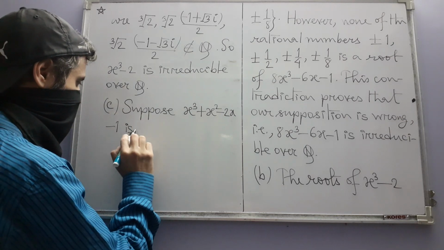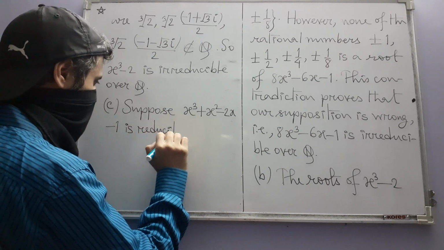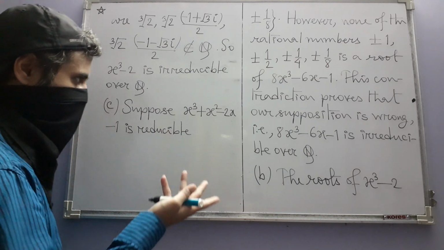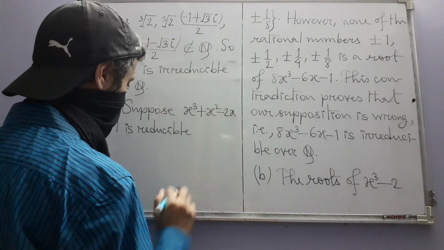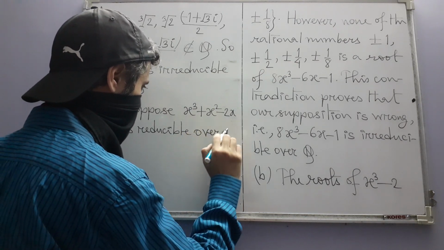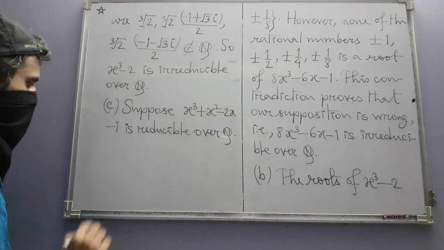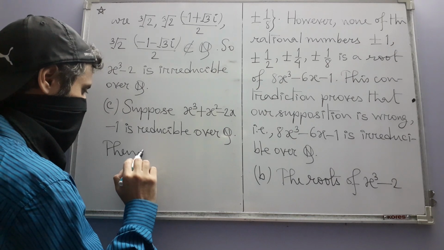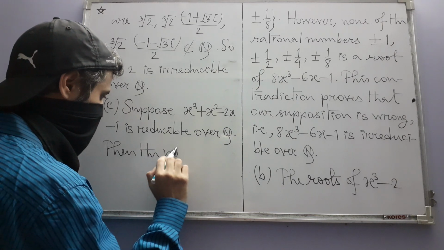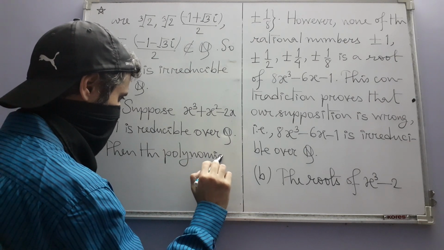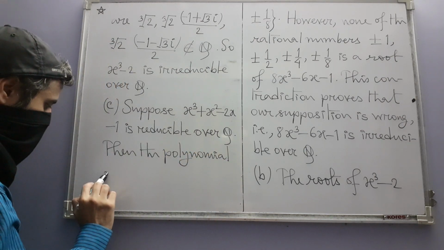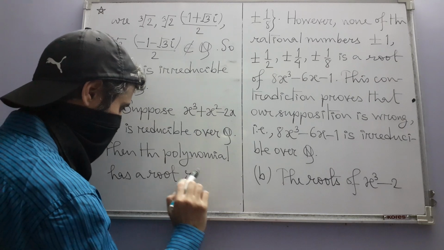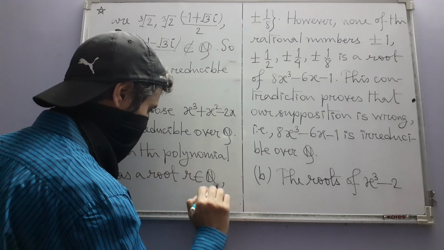Suppose this is reducible. Here also you can see that because of this minus 1, we cannot possibly apply the Eisenstein's criterion. Then same, just like part A, then the polynomial has a root r in Q.